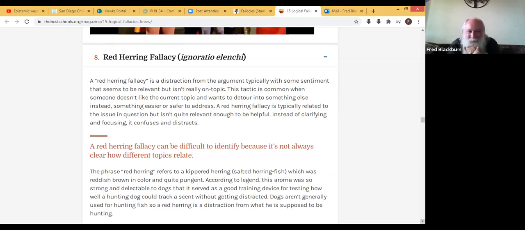Okay. The red herring fallacy is a distraction from the argument, typically with some sentiment that seems to be relevant, but isn't really on topic. This tactic is common when someone doesn't like the current topic and wants to detour into something else, something easier or safer to address. A red herring fallacy is typically related to the issue in question, but isn't quite relevant enough to be helpful. Instead of clarifying and focusing, it confuses and distracts.